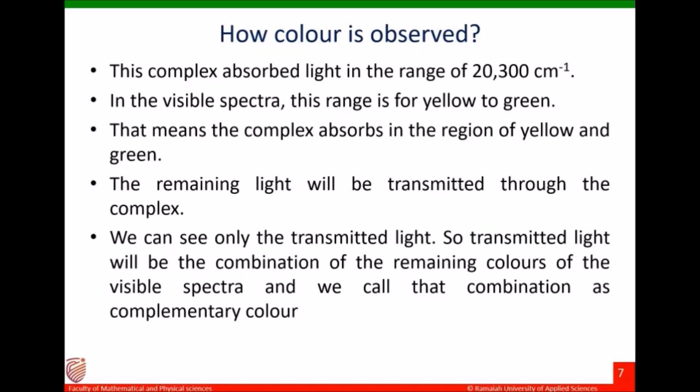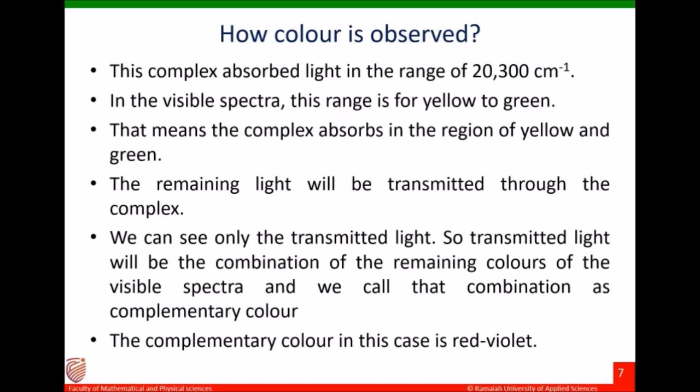We can see only the transmitted light. So the transmitted light will be the combination of the remaining colors of the visible spectra, and we call that combination the complementary color. So we will be seeing only the complementary color of yellow and green. Here the complementary color is red-violet. That's why the complex was red-violet in color.